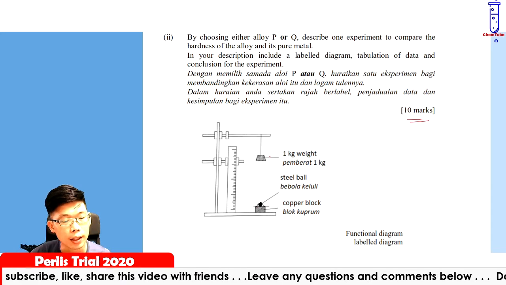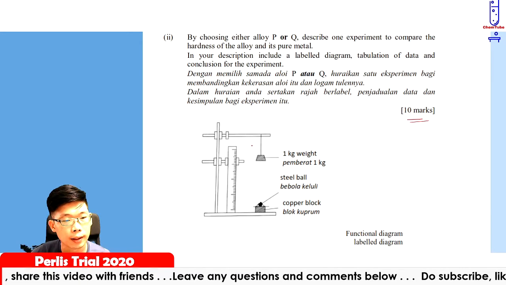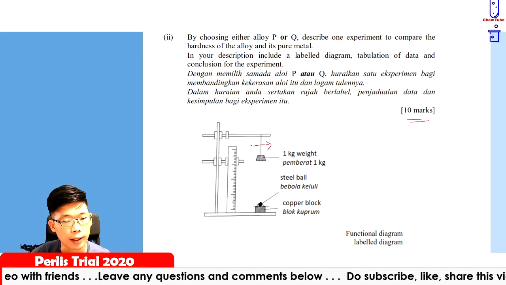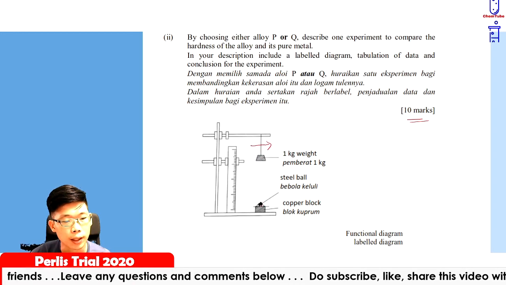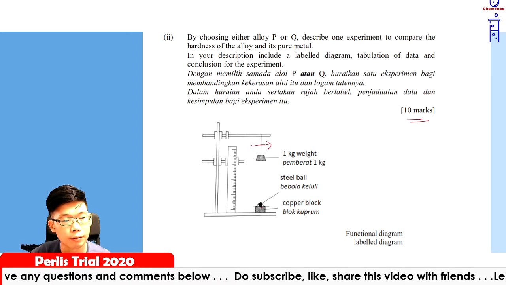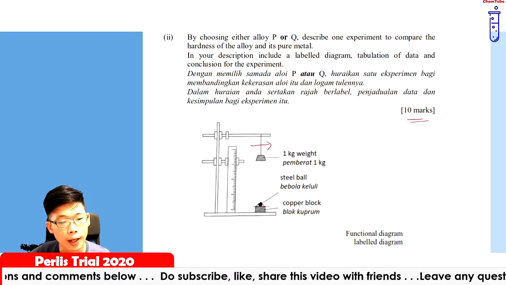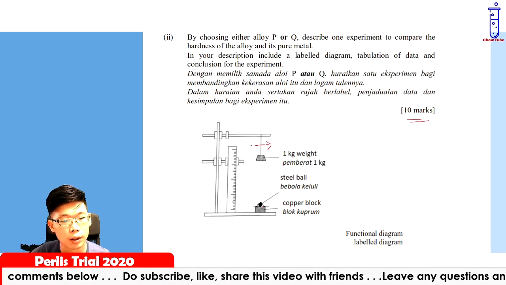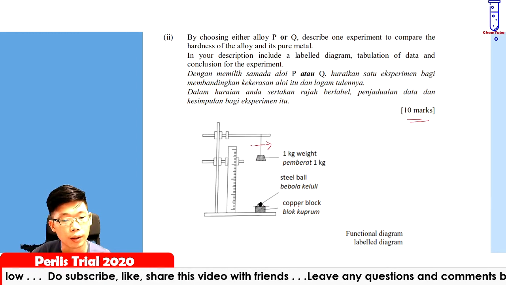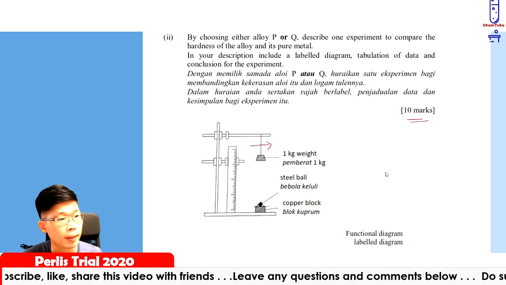Then in order to see the hardness, we can cut the thread here. Then the weight will fall down and knock the steel ball here. Then it forms a dent. We can measure the diameter of the dent to determine whether the block is harder or not. Then after that, we will do the same for the alloy block. Okay, so this is how we do the experiment.